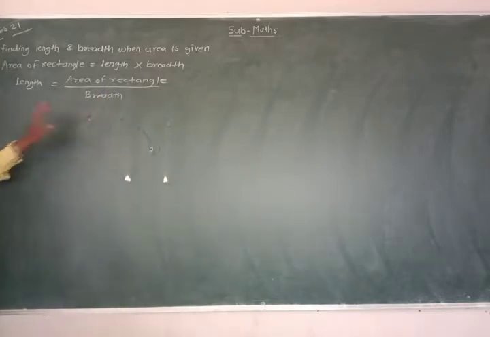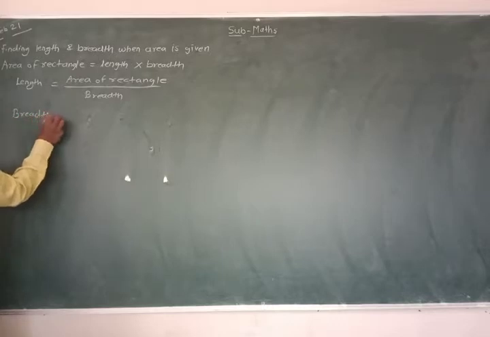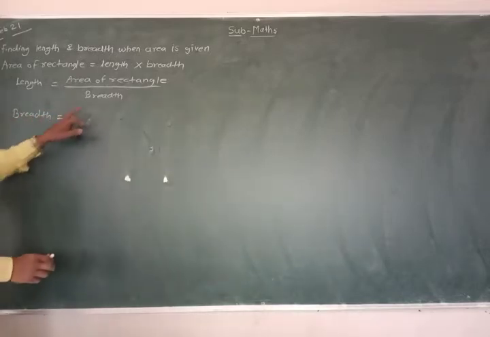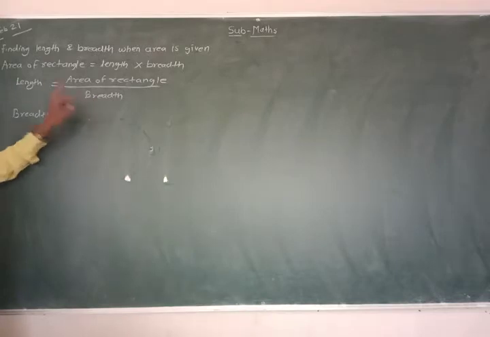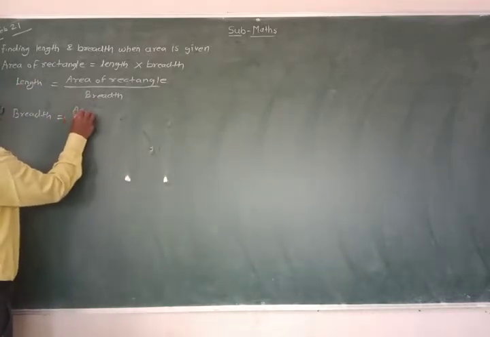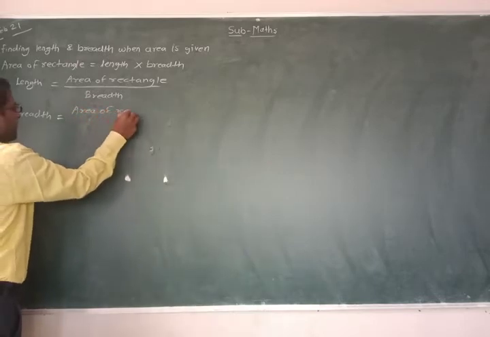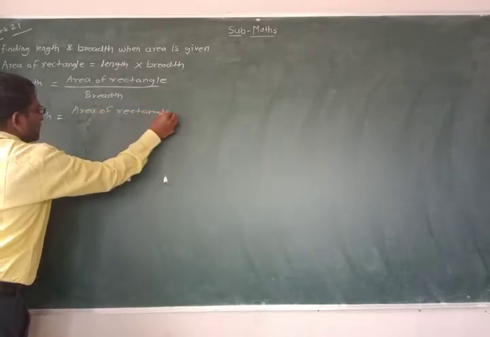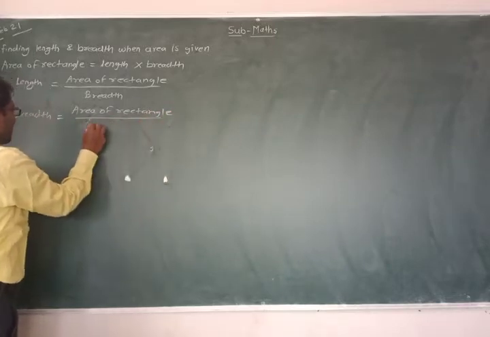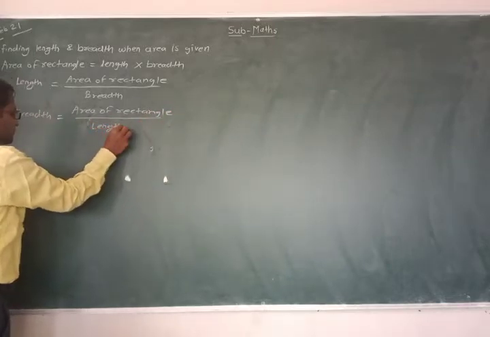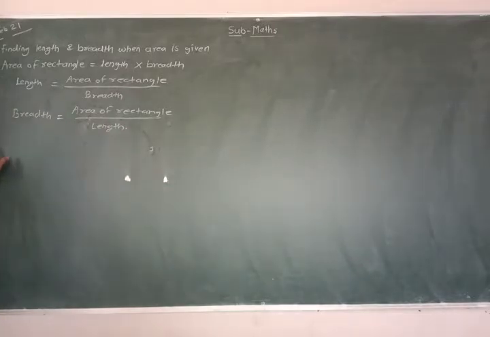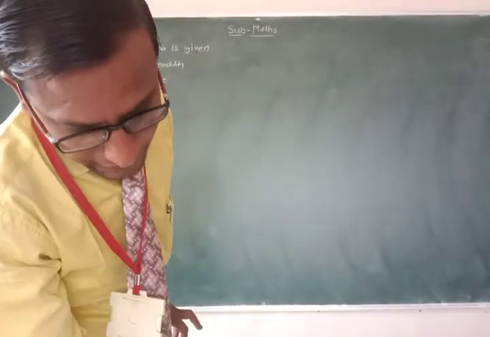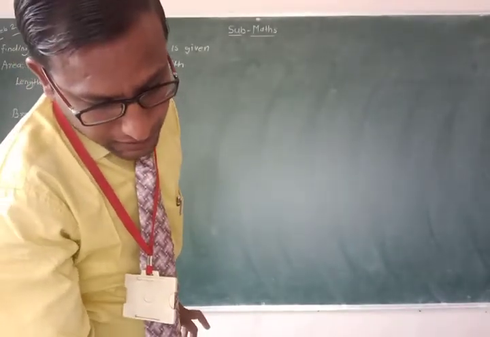And when you are finding breadth, only interchange: breadth is equal to, length goes to breadth or breadth goes to length. So breadth is equal to area of rectangle upon length. Also here, first see the last example in 18.3.